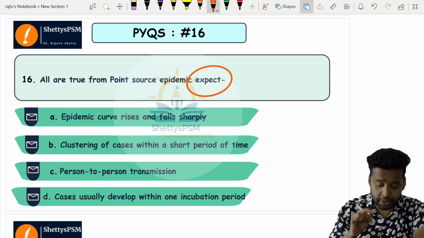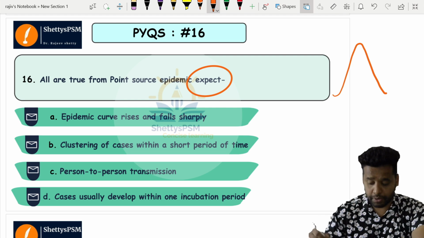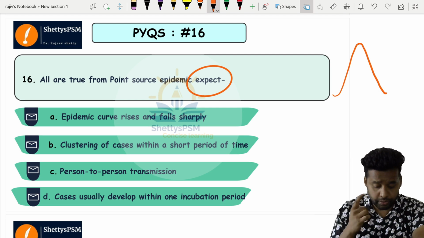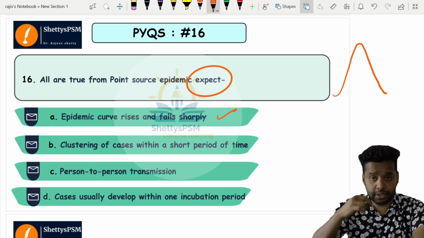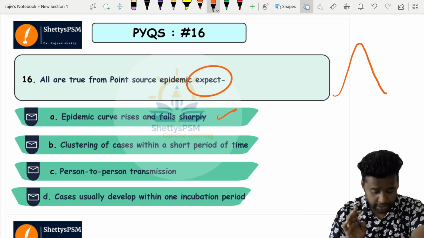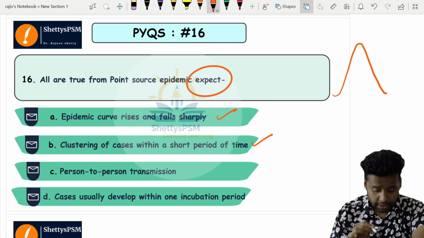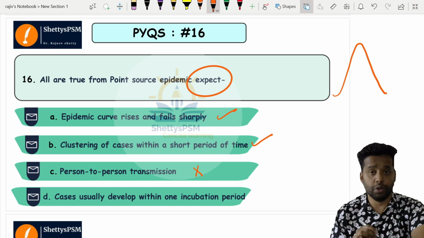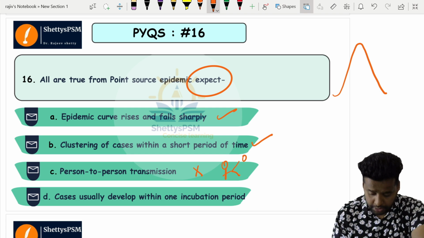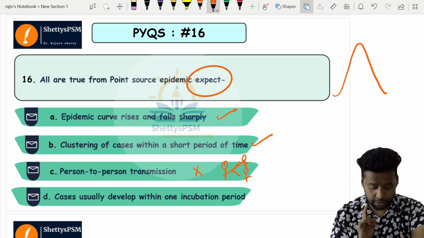Point source means single source. One way will happen, sharp rise, sharp fall. So which is false? Epidemic curve rises, sharp rise, sharp fall, correct. Clustering happens, correct. Person to person transmission, no. Where there is person to person transmission, it is seen in propagated epidemic, not single source epidemic.